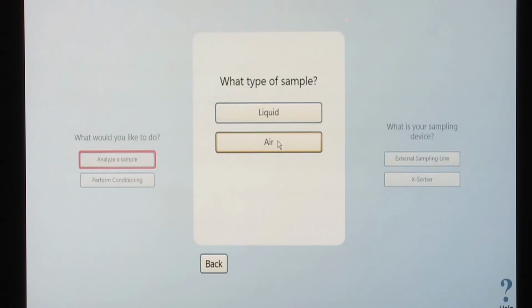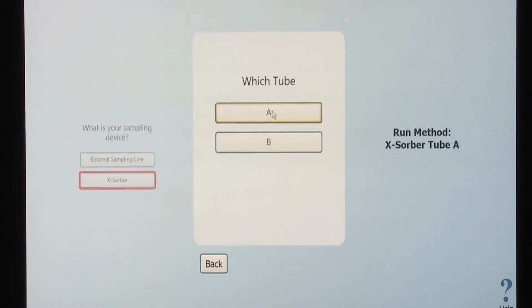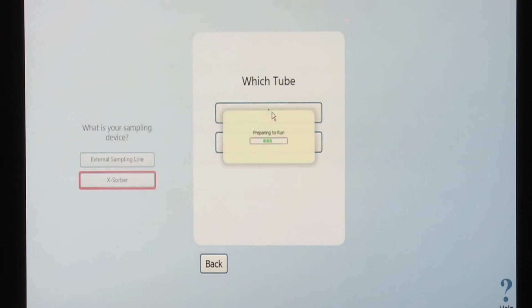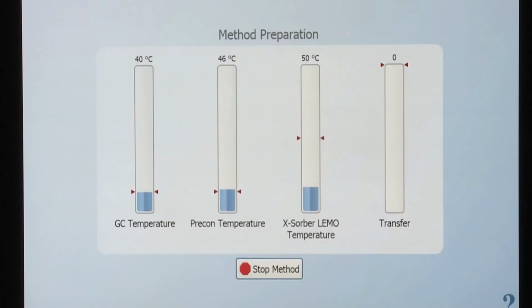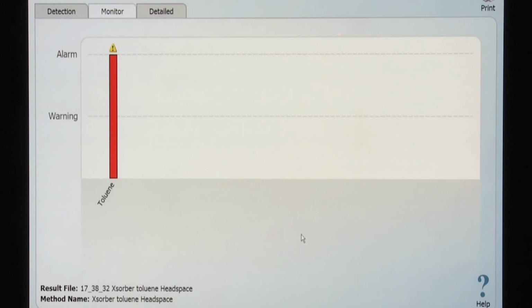You can see she can just click through and say, oh, it's not liquid. It came from this unit. And then say which tube it came from. And then it runs. And she doesn't need to see, as a graphic while it's running, the chromatogram or the mass spectrum. It's just going to say red light. There was toluene in there.